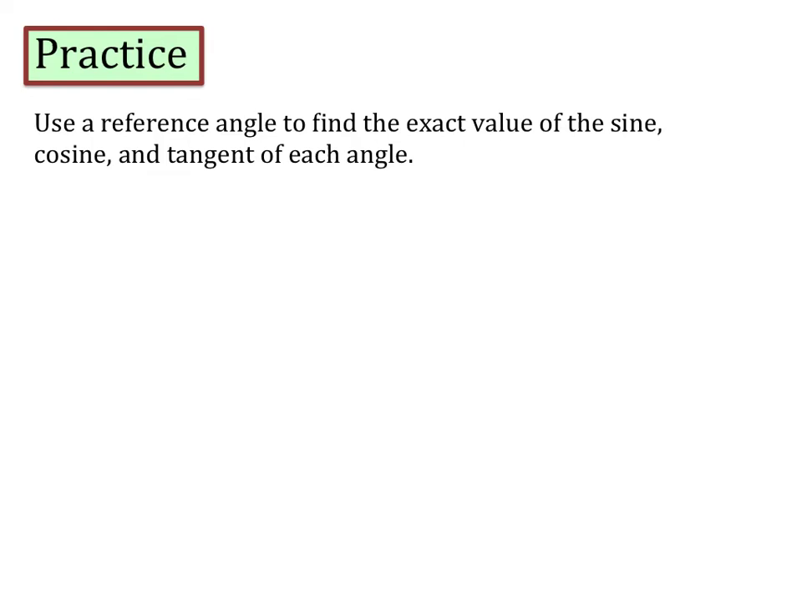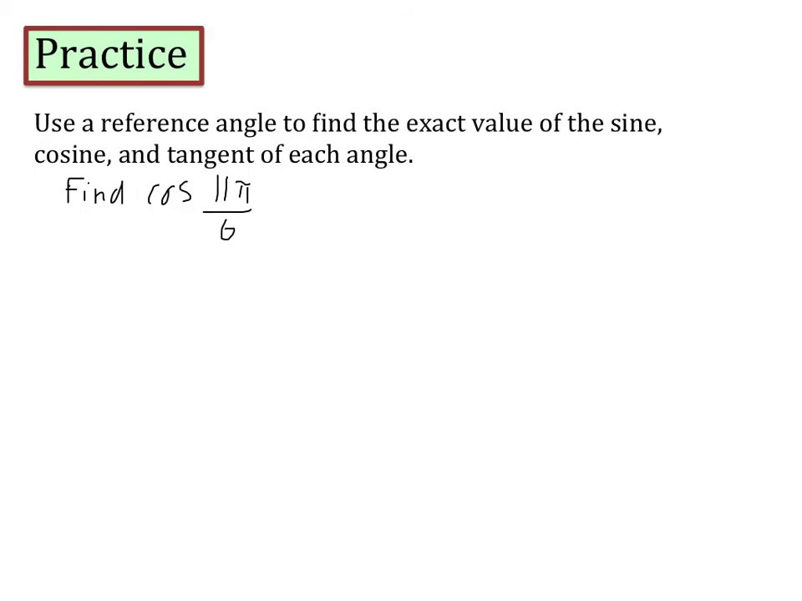Okay, let's try one more example of using the reference angle and the unit circle to find the value of sine, cosine, and tangent of an angle. So in the previous example, we did one that was in degrees. Now let's try converting one in radians. So let's say I wanted to find the cosine of 11 pi over 6.